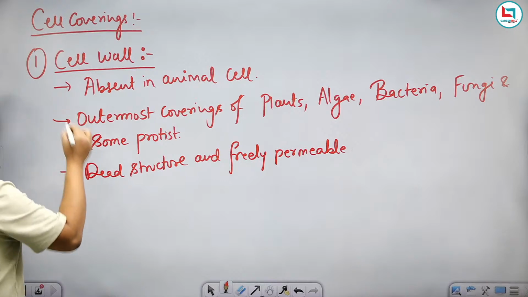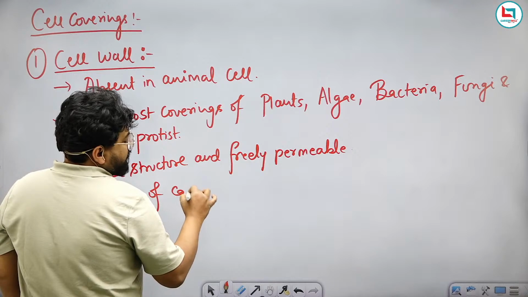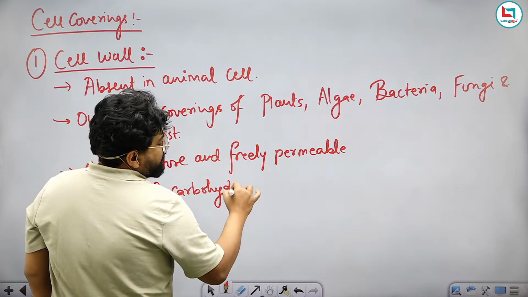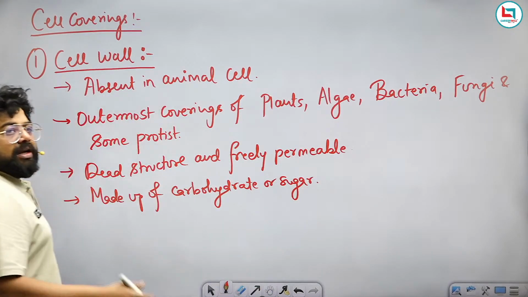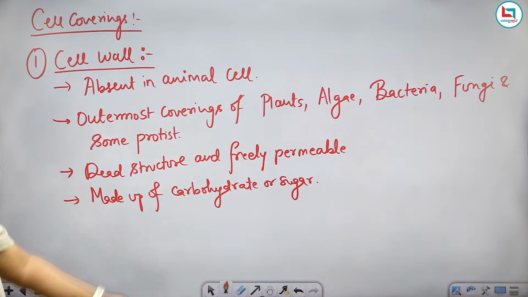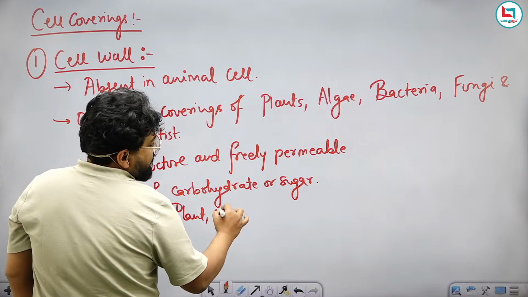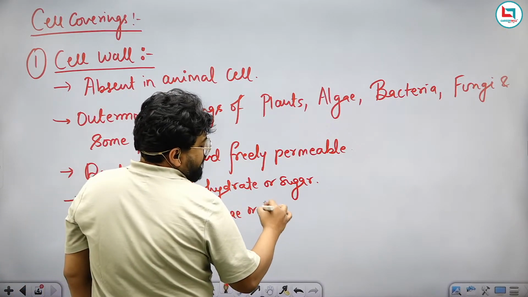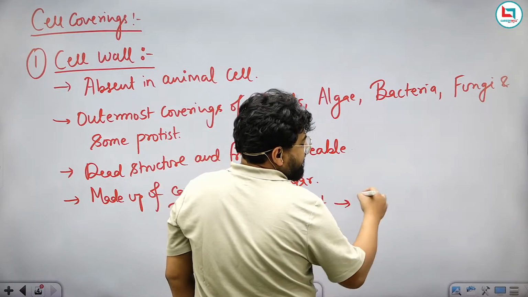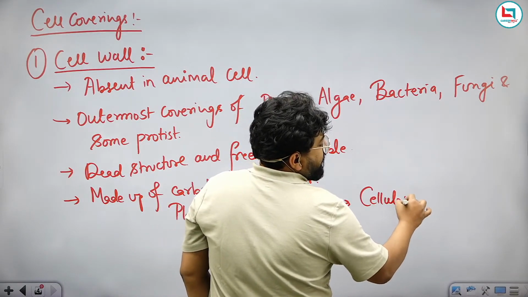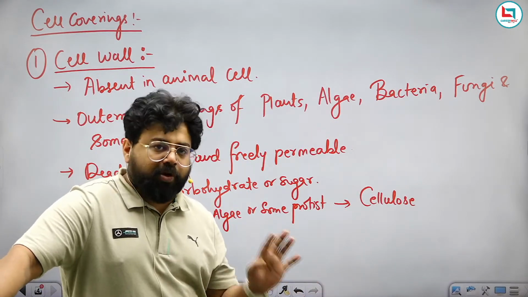Plus, these cell walls are made up of carbohydrates, or sugar. The only difference is that the type of sugar is different in different organisms. For example, if we talk about plants, algae, or some protists, their cell walls are mainly made up of a polysaccharide known as cellulose. Other than cellulose, other sugars are also present, but they are mainly made up of cellulose.